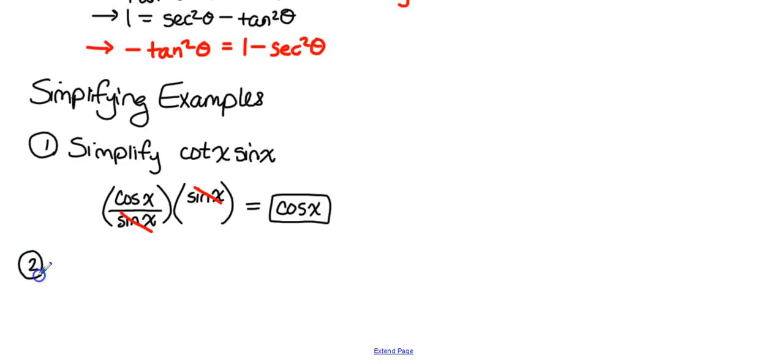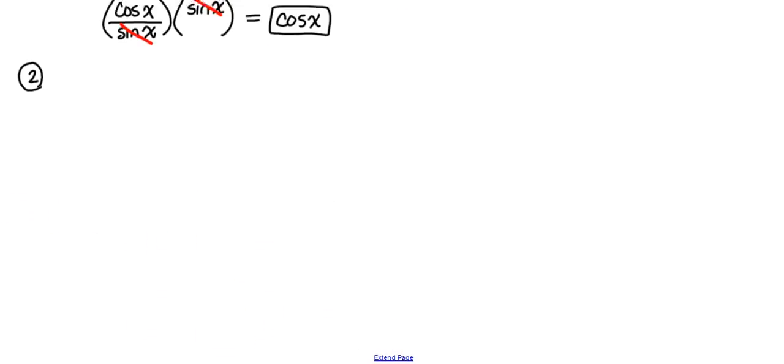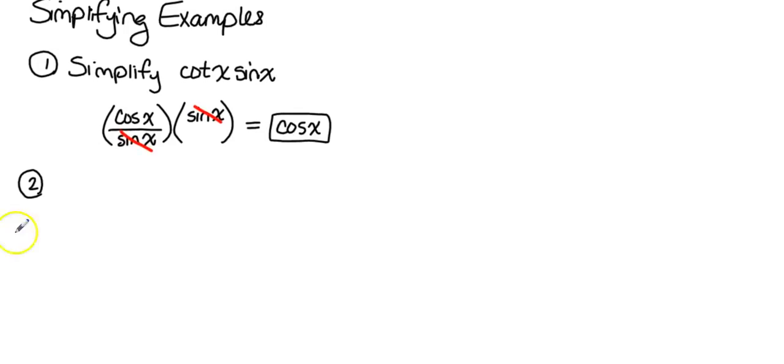Number 2. So from this point forward, the directions are always going to be simplify, but I'm not going to continue to rewrite that word. So number 2 is cosine of x times tangent of x. Once again, cosine here, I'm going to leave alone because when I see tangent, my first thought is cosine of x is going to stay what it is.